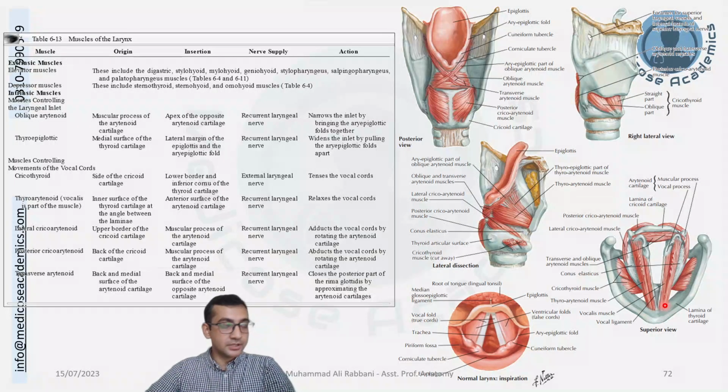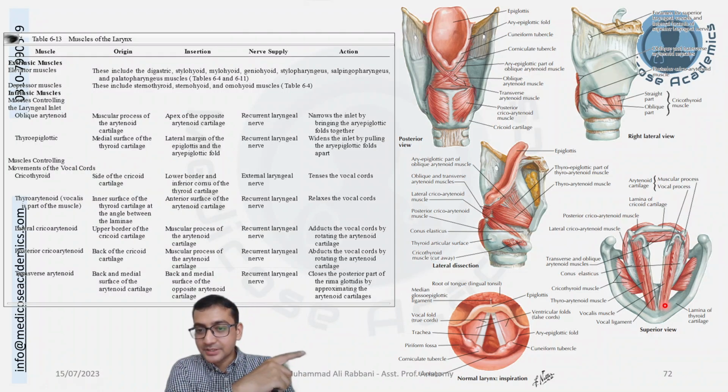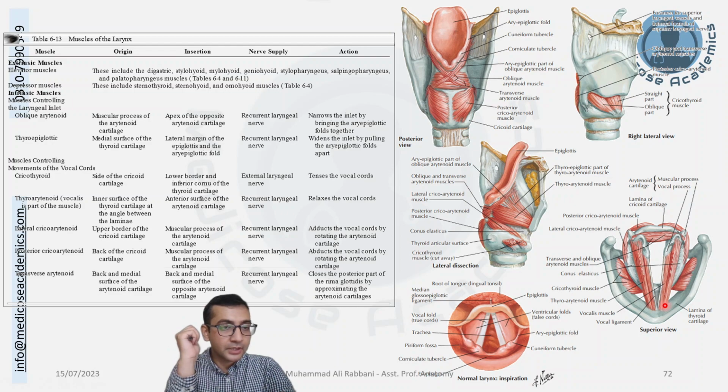I have been using pictures from Gray's and Grant's Atlas. The ones on the top were from Gray's, the ones on the bottom were from Grant's, and this set of muscles is from Netter's Atlas, and this table from the top is from Snell's Atlas. All the muscles, origin, insertion, and functions are discussed.